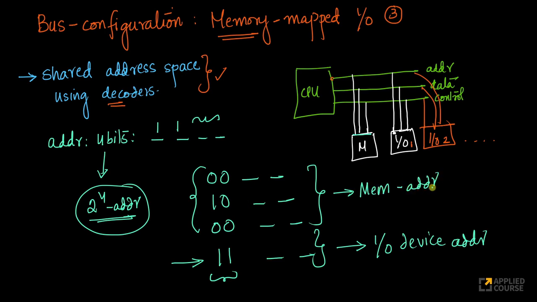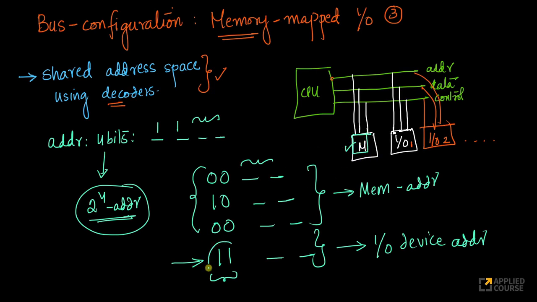So internally, whenever the address is 00 followed by anything, it will activate the main memory. When it is 1 1 followed by anything, it will activate the IO device, and I'll get whatever data is stored in that address.